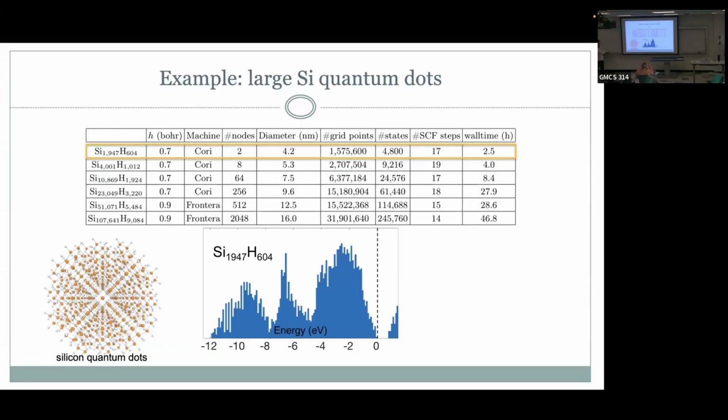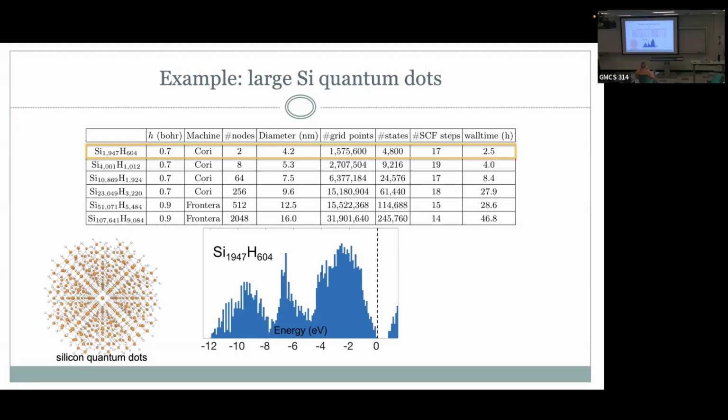For old people who haven't done the number of states in 20 years or something like that, you just give me a 30-second explanation of what the states are. Right. So these are the number of eigenstates that we're solving for, essentially. Including the empty ones. Including the empty ones. Yes, yes.